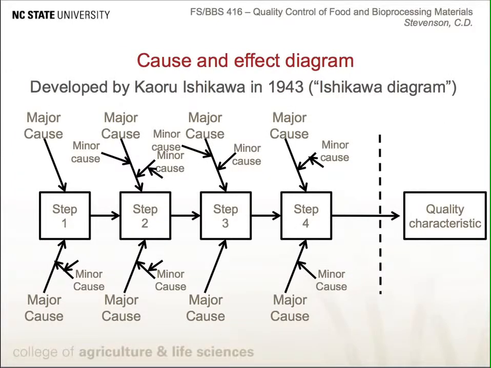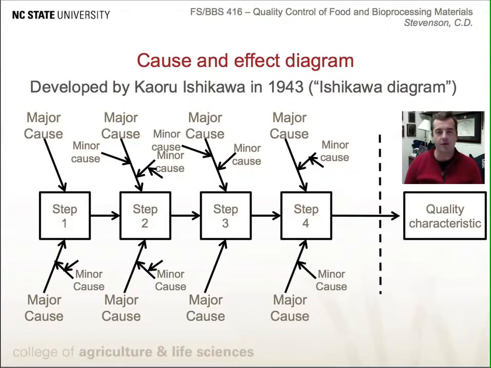Next, we have the cause and effect diagram. This was developed by Kaoru Ishikawa in 1943. It's helpful to remember this because sometimes you might hear the cause and effect diagram referred to as the Ishikawa diagram. These diagrams are useful because you can evaluate the causes that lead to effects and determine whether they lead to positive effects or negative effects.